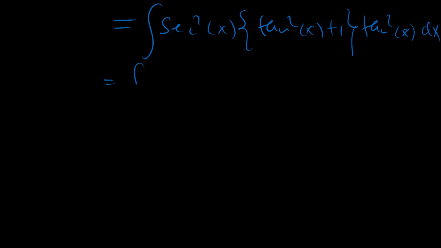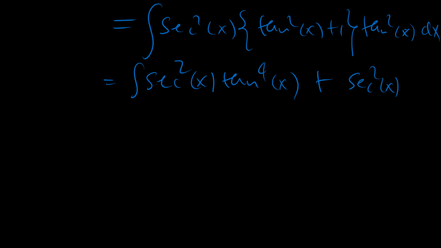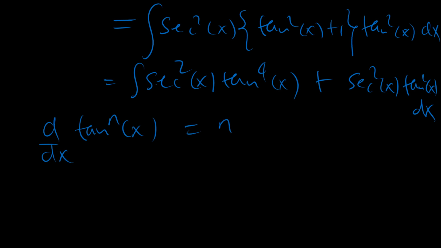this is the same as sec squared x tan to the power 4x plus sec squared x tan squared x. And since we saw that when you have tangent to the power nx, when you differentiate that, that's the same as n tangent to the power n minus 1 x sec squared x.